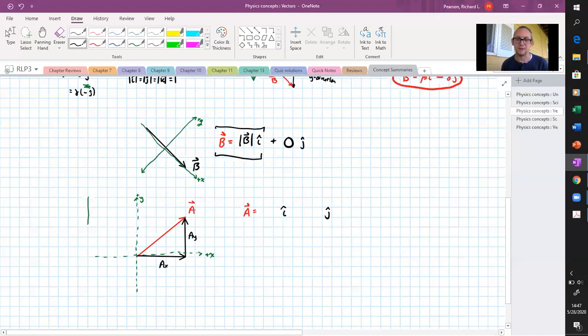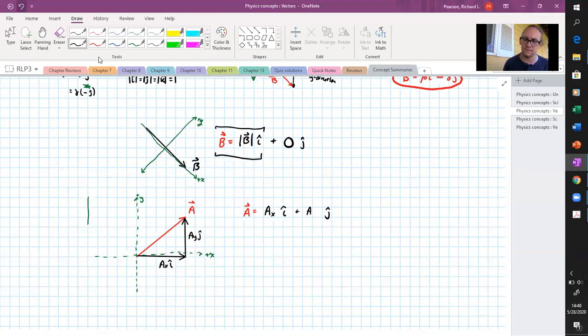The resulting vector A can be made up of two vectors, one along the i hat direction and one along the j hat direction. So when we add them together, we have an x piece of A along the i hat and a y piece of A along the j hat. Oh, sorry, that's too big. That should be smaller. So this is A sub x and A sub y. And by adding those together, we get our resulting vector A.